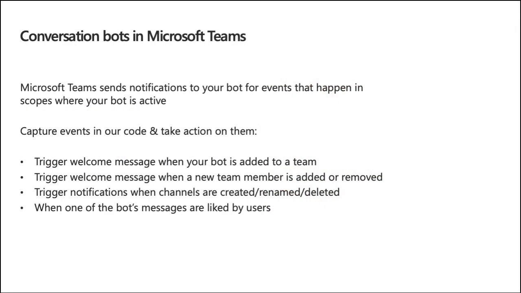Microsoft Teams sends notifications to your bot for events that happen in scopes where your bot is active. You can capture these events in your code and take action on them, such as the following: triggering a welcome message when your bot is added to a team, triggering a welcome message when a new team member is added or removed, triggering a notification when a channel is created, renamed, or deleted, and when a bot message is liked by a user.